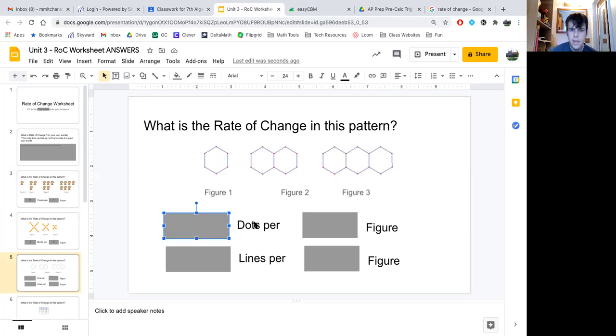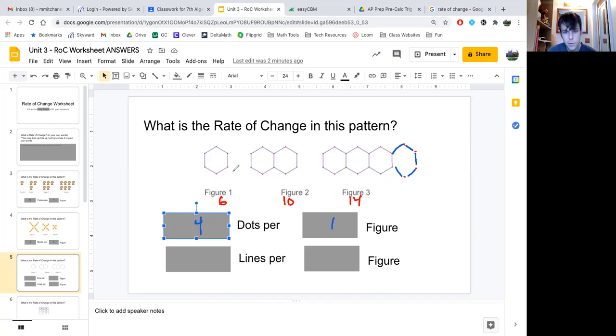So figure 1, how many dots do we have? 1, 2, 3, 4, 6 here. So 6 dots on this one. And then we have 6, 7, 8, 9, 10 dots. And then we have, okay, 10, 11, 12, 13, 14 on this one. Looks pretty constant here. It looks like each time we're basically adding 1, 2, 3, 4 dots, right? And if I connect those with my lines, you can see that that would create the next one, right? So we're adding essentially 4 dots each time. So it's 4 dots for one figure.